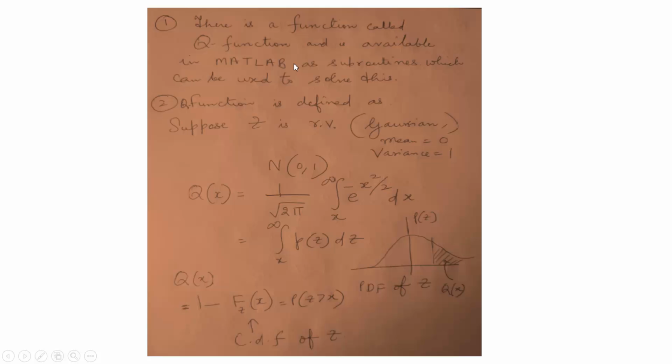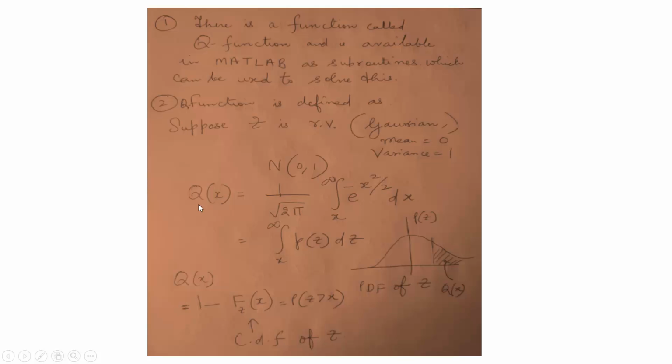So how to go about this? In MATLAB, there is a function called the Q function, available as subroutines, which can be used to solve these types of expressions. Now let us try to understand what the Q function is. The Q function is defined as I have tried to explain below. Suppose Z is a random variable. It is Gaussian again. We assume that it is Gaussian with mean 0 and variance 1. So we can represent Z as N(0, 1). That is how random variables are represented.